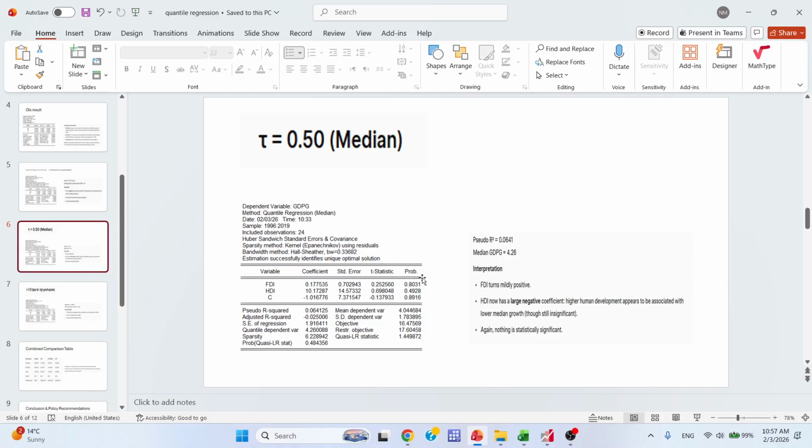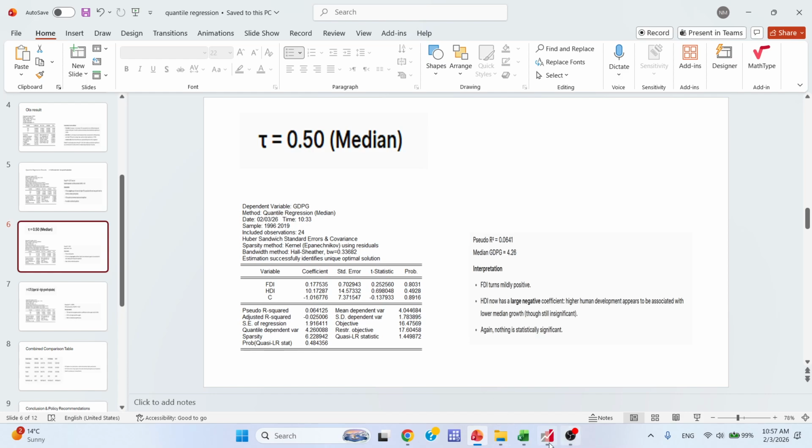But again, when you look at the significance, the probability value is greater than 0.05, which means that they both are still insignificant. So FDI turns mildly positive, as it was negative in case of the 25th percentile, and HDI now has a larger positive effect. So higher human development appears to be associated with higher median growth. And R square is still very low.